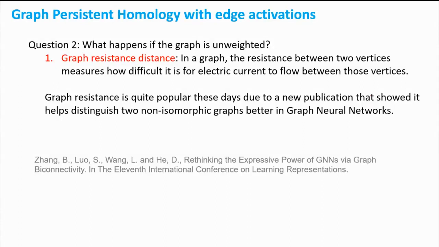In a graph, the resistance between 2 vertices measures how difficult it is for electric current to flow between 2 vertices. So graph resistance is quite popular these days because of a new publication that showed it helps distinguish 2 non-isomorphic graphs better in graph neural networks. This is the ICLR 2023 article. You can look at it, how they use the graph resistance distance. But basically, it says that you are considering the graph as if it was an electric circuit, and you are looking at the resistance between nodes, for example.